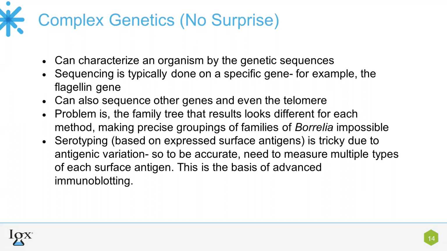No surprise that they have complex genetics. Sequencing is done on a specific gene, for example, the flagellin gene and other genes, even telomeres. But as I said earlier, the different family trees that result make these line up differently. That kind of thing is interesting for researchers, but it does not help us as clinicians. Now, serotyping, as I mentioned before, is based on the expressed surface antigens, but that's tricky because of the antigenic variation. So to be really accurate, you need to measure multiple types of each surface antigen. In fact, that's the basis of advanced immunoblotting, and also the reason why standard non-immunoblot serologies are usually very inaccurate.